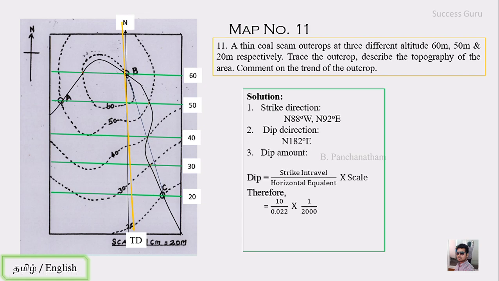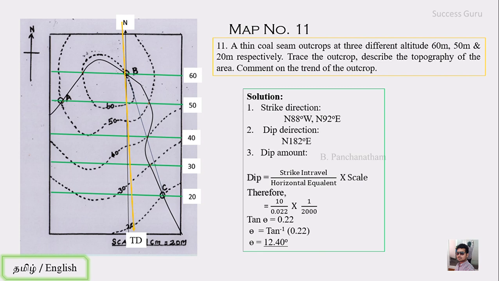That is, dip is equal to strike interval divided by horizontal equivalent to scale. You remember, right? The strike interval is 10 here, and the horizontal equivalent here is 2.2 centimeter, which I converted into meter, that is 0.022 meter, into the scale, that is 1 centimeter is equal to 20 meter, that will be 1 by 2000. So just dividing by this value, what you will get is theta is equal to tan inverse of 0.22. That will be 12.4 degrees. Okay. So this is the dip amount. That's it. So we have solved a map.